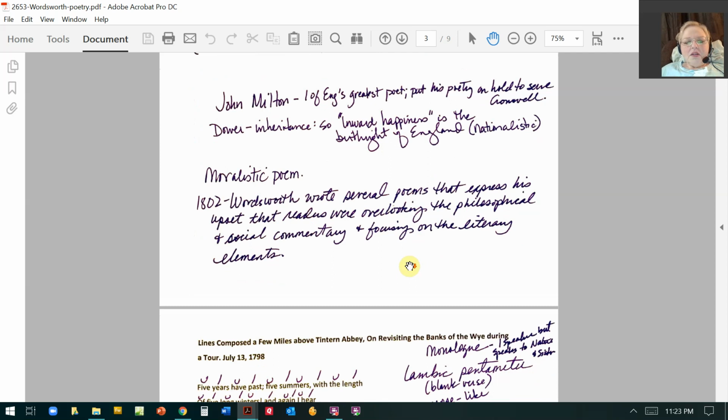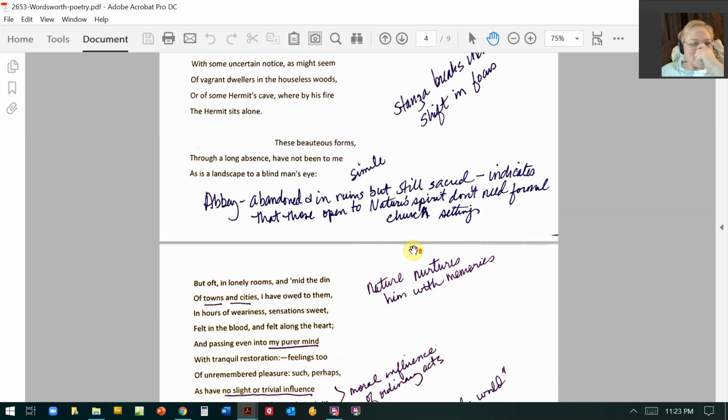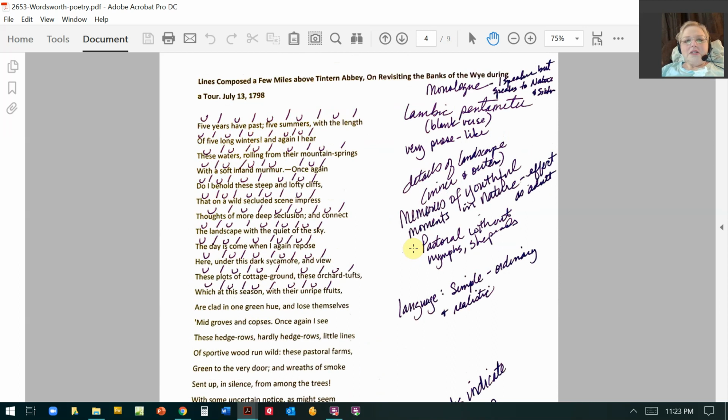Right, so I think this is our last one. I think Tintern Abbey is the last one. I will tell you that as I read, I'm not going to read the whole thing, but as I read sections at the end, I'll probably cry because I am always moved to tears by the end of this poem.